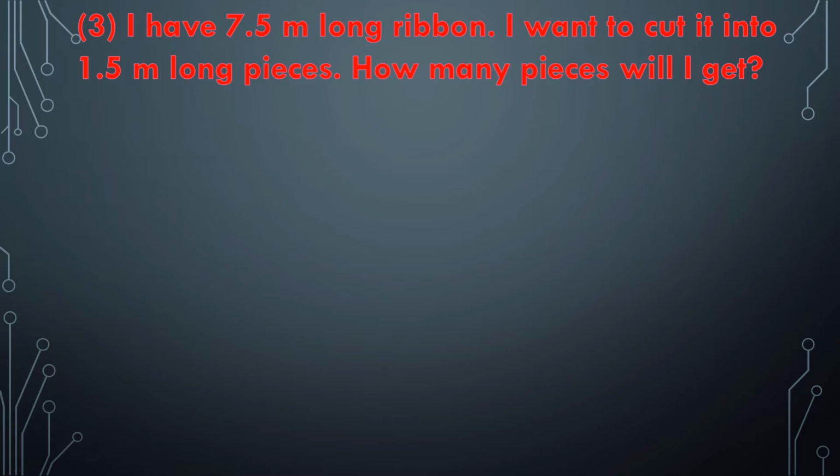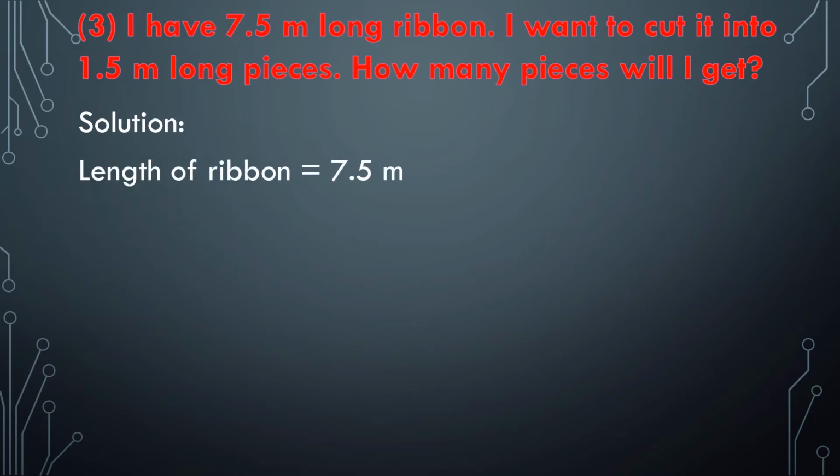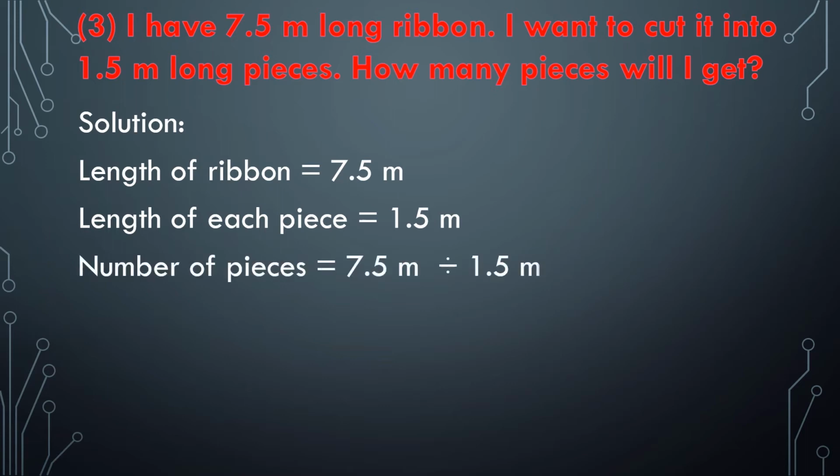Question number 3. I have a 7.5 meter long ribbon. I want to cut it into 1.5 meter long pieces. How many pieces will I get? Now tell me what we have to do in this question. Yes, division. So write down the solution. The first statement is length of ribbon is equal to 7.5 meter. And the second statement is length of each piece is equal to 1.5 meter. And the third statement is number of pieces is equal to 7.5 meter divided by 1.5 meter.